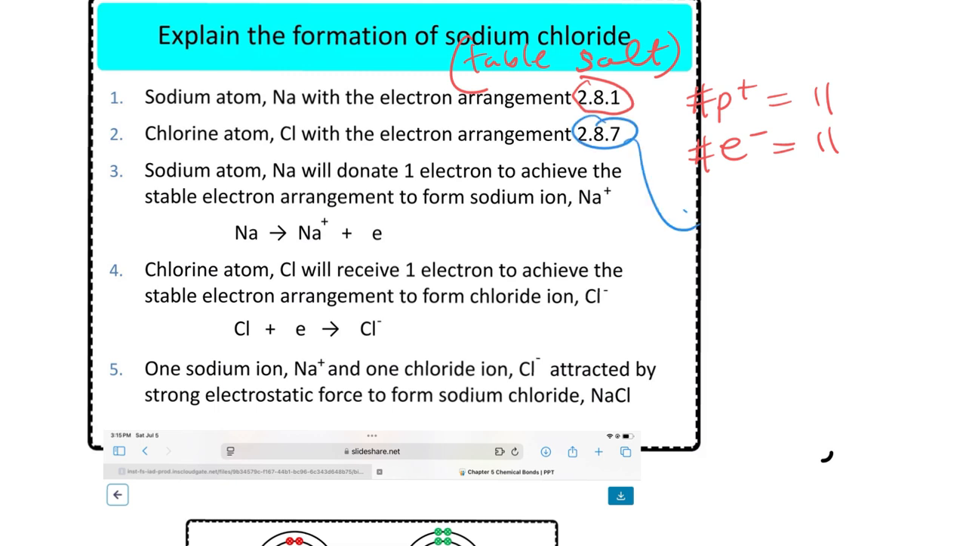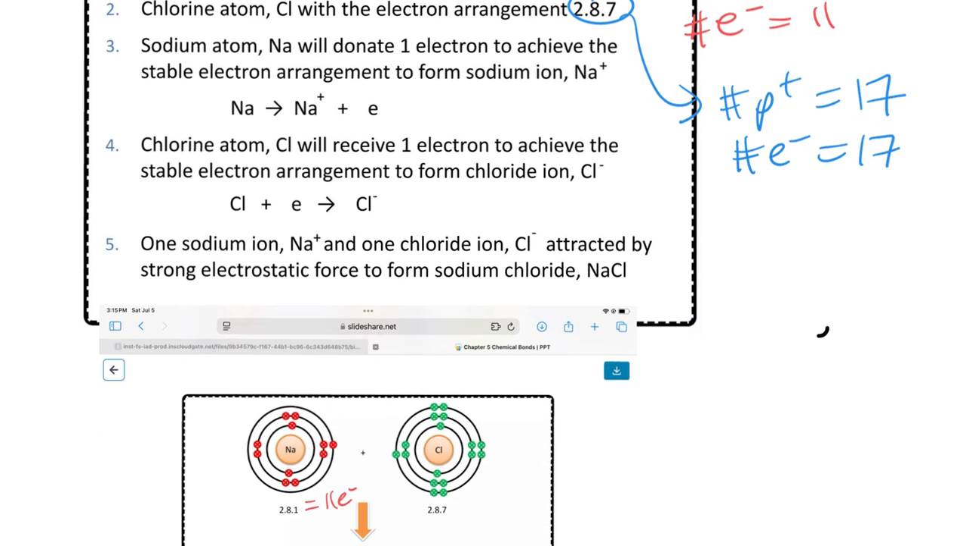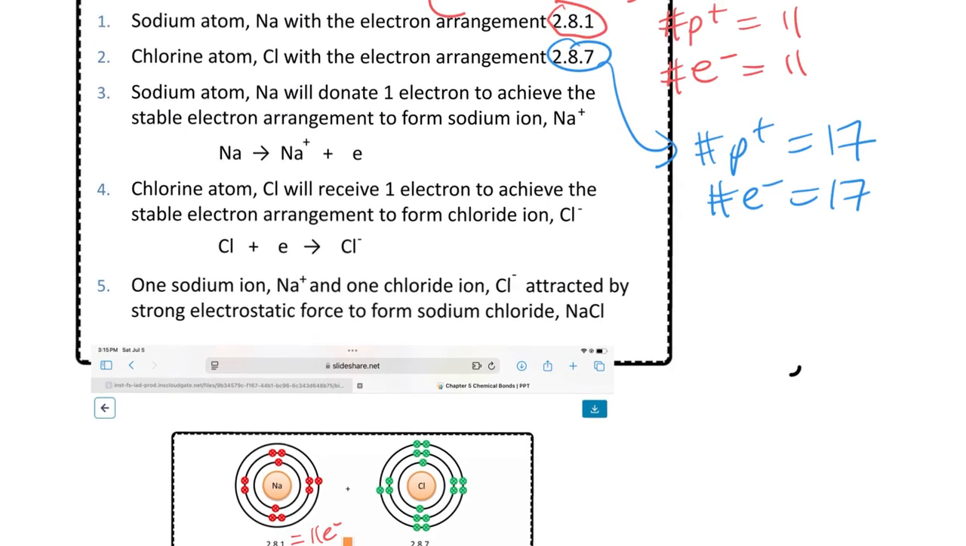Okay, so the proton number is 17. So the electron number is 17 as well. So how are those electrons spread out? Chlorine is in the third period, so it has 3 shells.